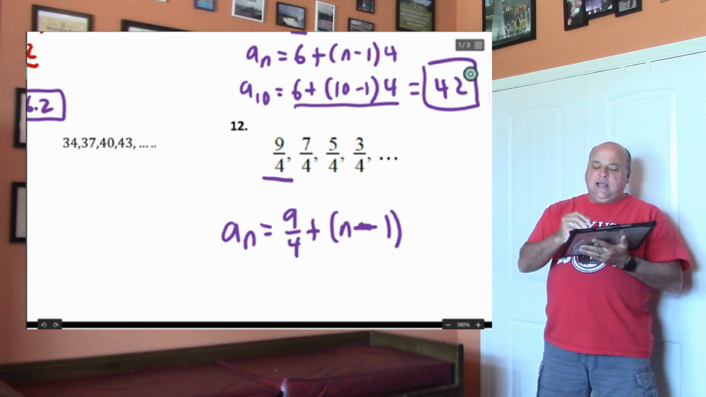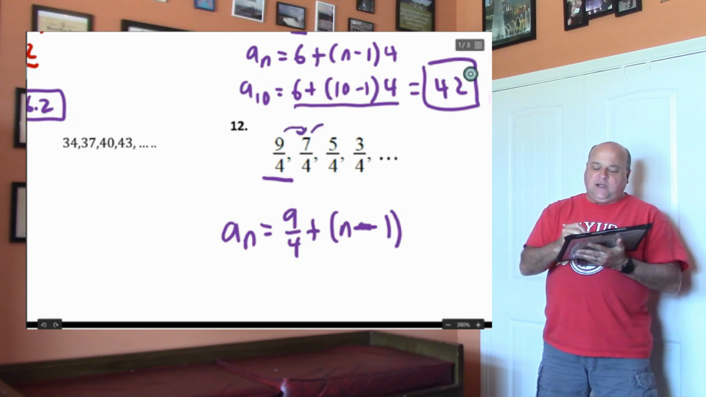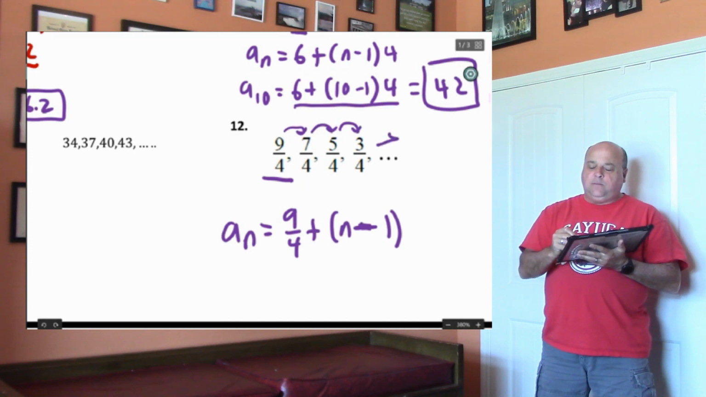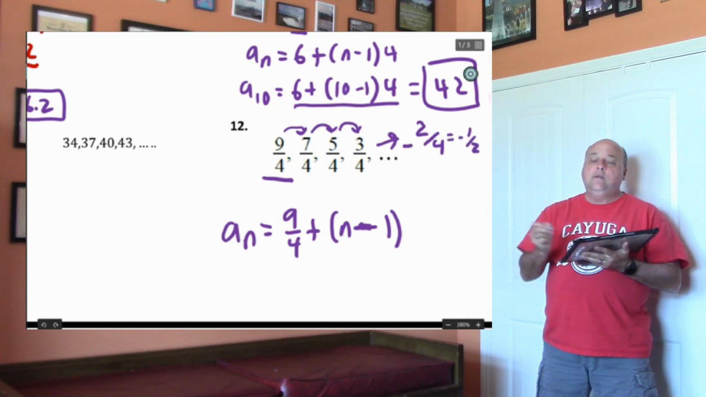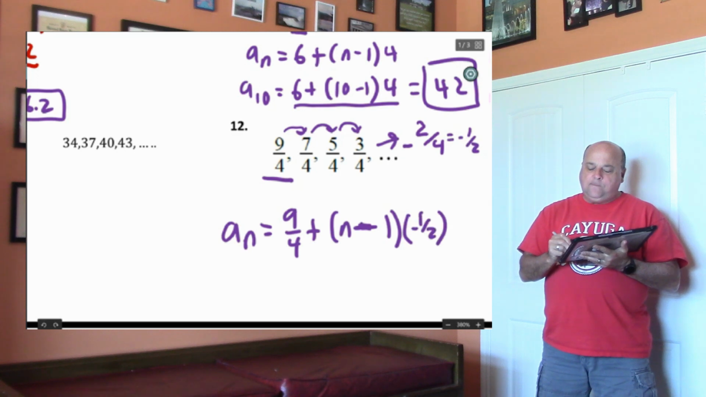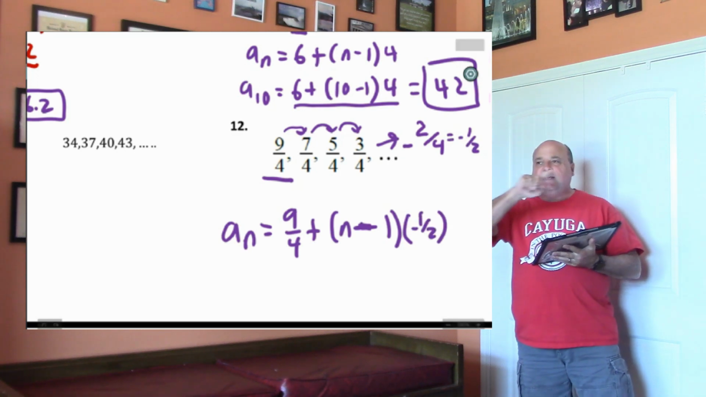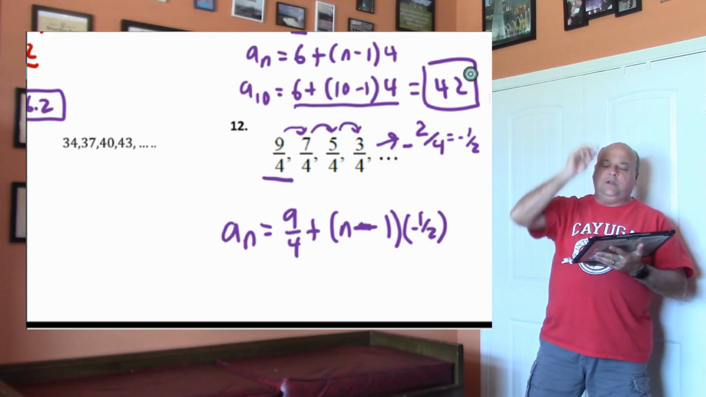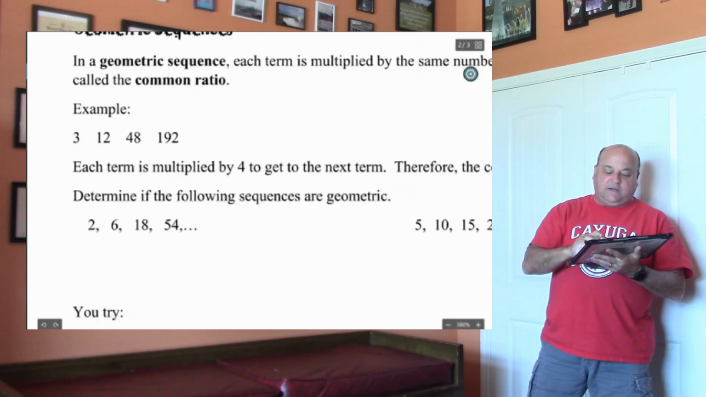Close parentheses. Now then, my common difference: if I look at this, the denominator's not changing, but the top number is 2. It's going to be 2/4, or negative 2/4, right? Which would be negative 1/2. Okay, so my common difference is negative 1/2. So you're going to change the n to 10 and type that into the calculator and get the answer, okay? That's an arithmetic sequence. Pretty simple stuff.